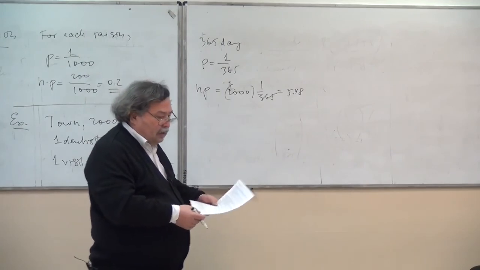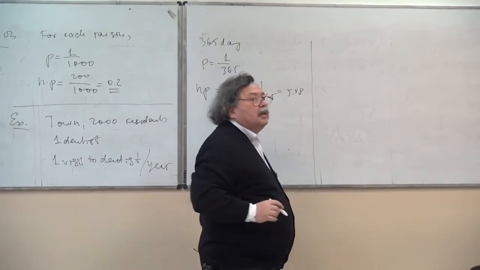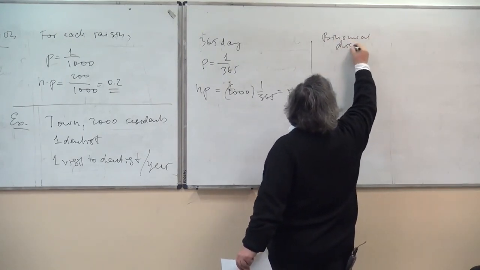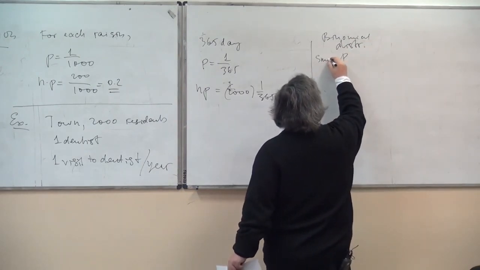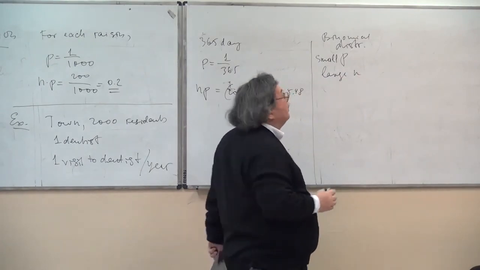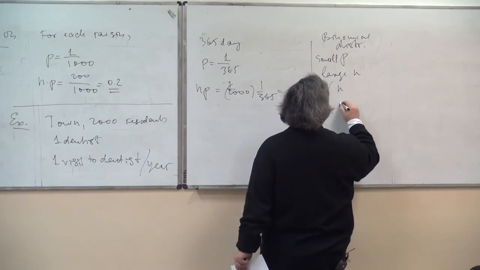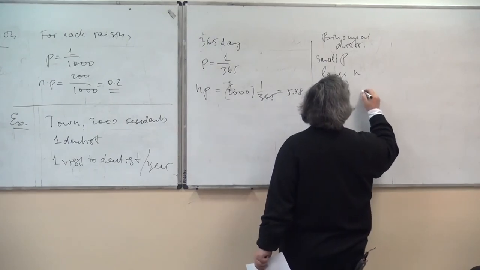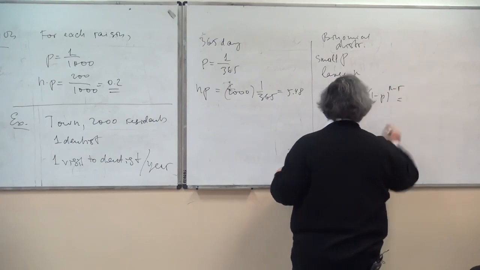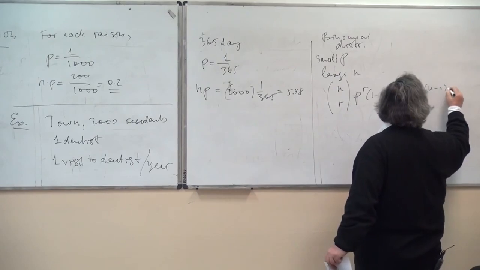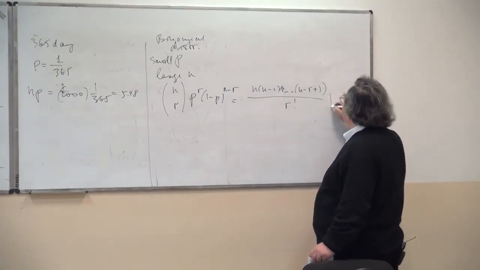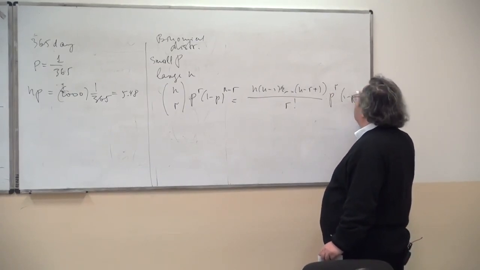All right, let's try to derive the formula. So let's look at the binomial distribution with very small probability of success on an individual trial and large number of trials. The formula for r successes in n trials is, let's write it this way: n times (n minus 1) and so on down to (n minus r plus 1), over r factorial, and then we multiply it by p to the power r, and (1 minus p) to the power n minus r.